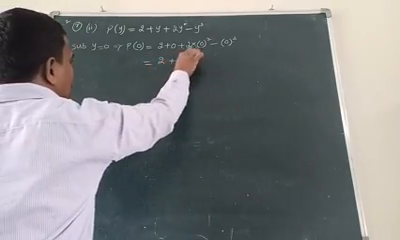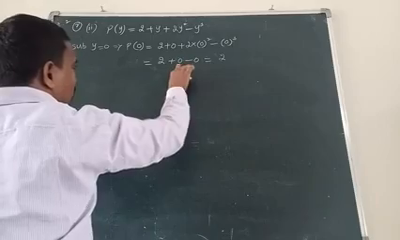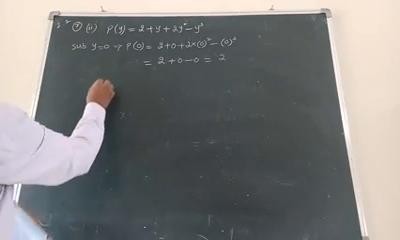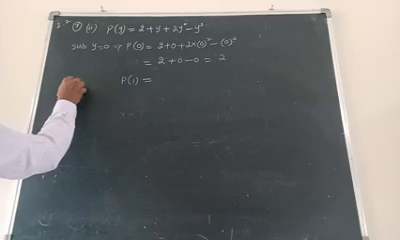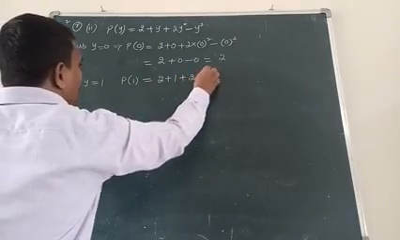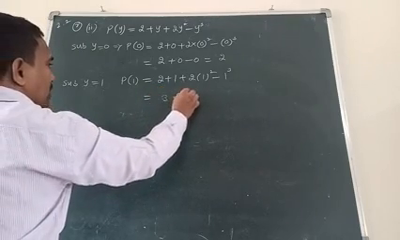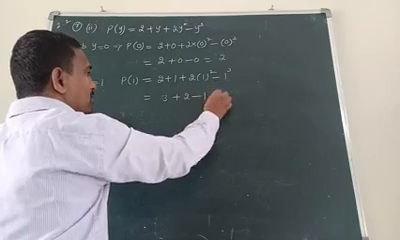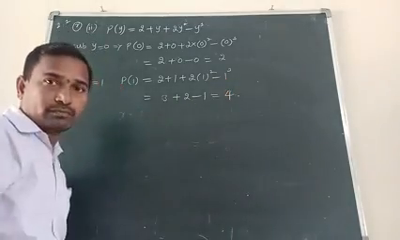P of 0 equal to 2 plus 0 plus 2 into 0 square minus 0 cube. So 2 plus 2 into 0, 0, minus 0 whole cube is 0. That is 2 plus 0, 2. 2 minus 0, 2. So P of 0 value is 2. Next find P of 1. P of 1, substitute y equal to 1. 2 plus 1 plus 2 into 1 square minus 1 cube. So 2 plus 1, 3, plus 2 into 1 square, 1, 1 into 2, 2, minus 1 cube is 1. 3 plus 2, 5. 5 minus 1, 4.